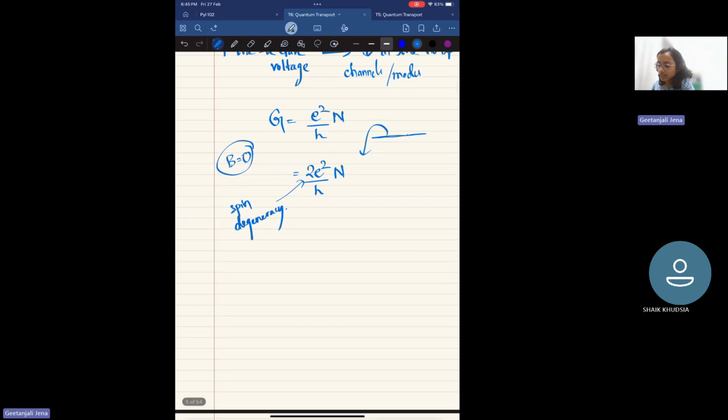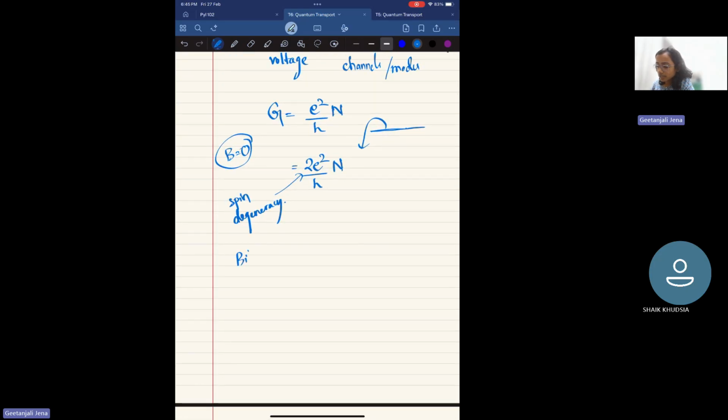But consider a case like bilayer graphene. For bilayer graphene, because of the symmetry of the graphene lattice, there is a valley degeneracy in addition to the spin degeneracy. Spin degeneracy corresponds to a factor of 2, and valley also corresponds to a factor of 2. So two valleys have the same energy and two spins also have the same energy.